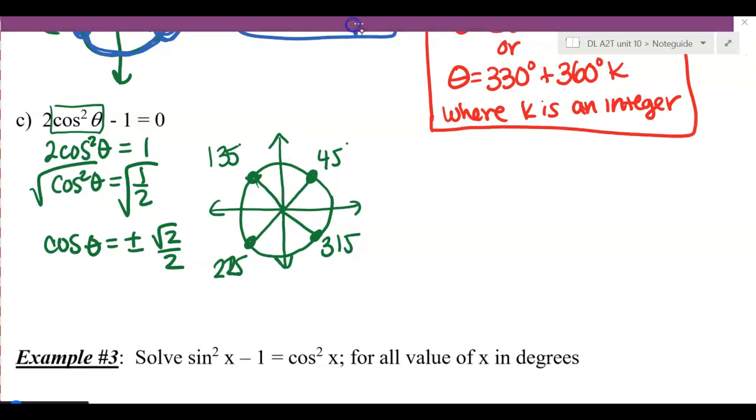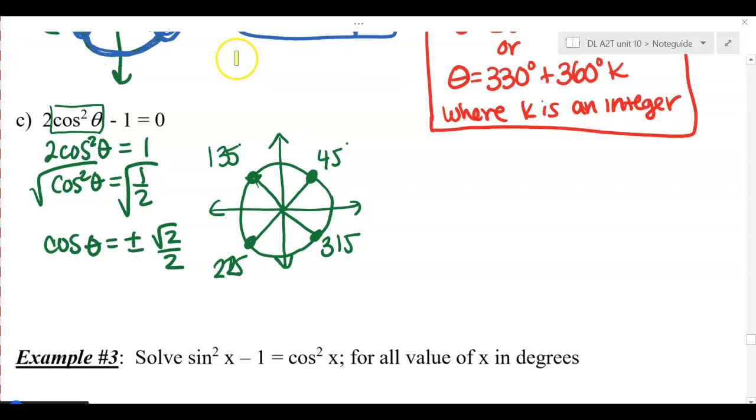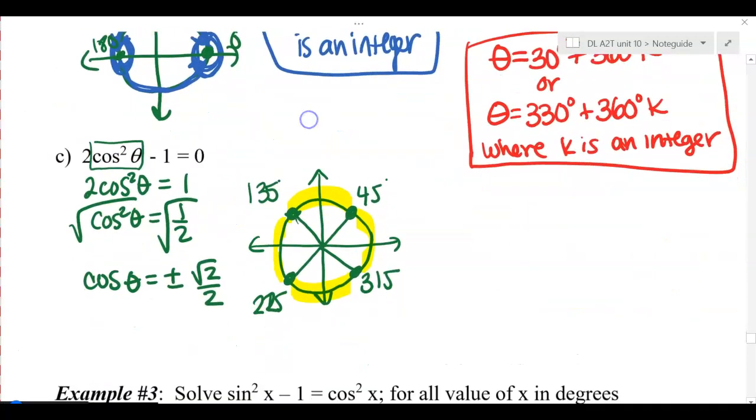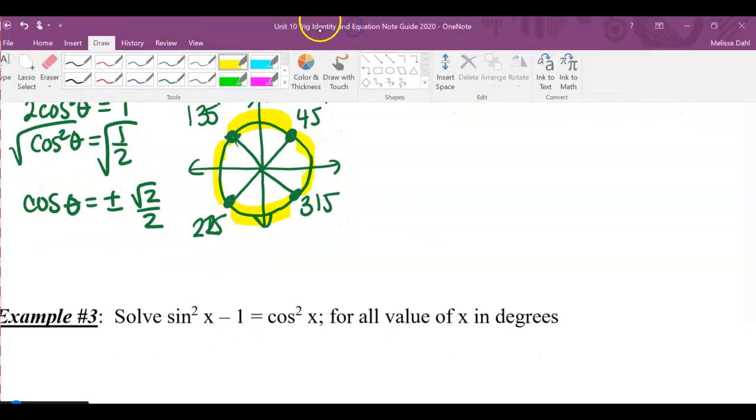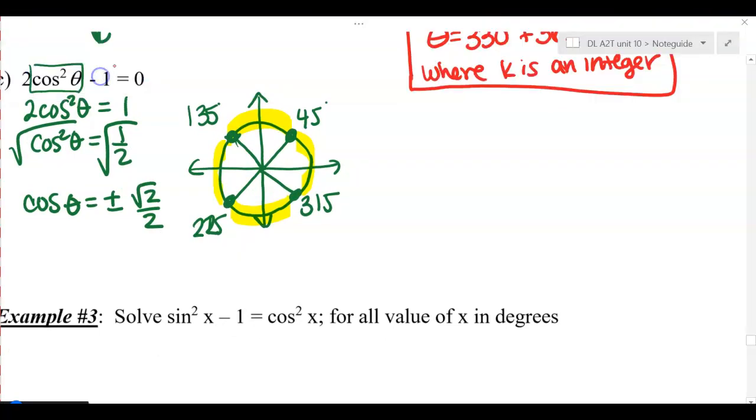Now, notice that all of these angles, if I go from 45 to 135, that's a difference of 90. 135 to 225 is 90. 225 to 315 is 90, and 315 to 45 is 90. They are all separated equal distance, more like in this first example. That means I can write them all together as one solution instead of having to write like 4 different solutions. So you need to pick a starting point, so it can be any one of these or anything else that would land on any one of these.